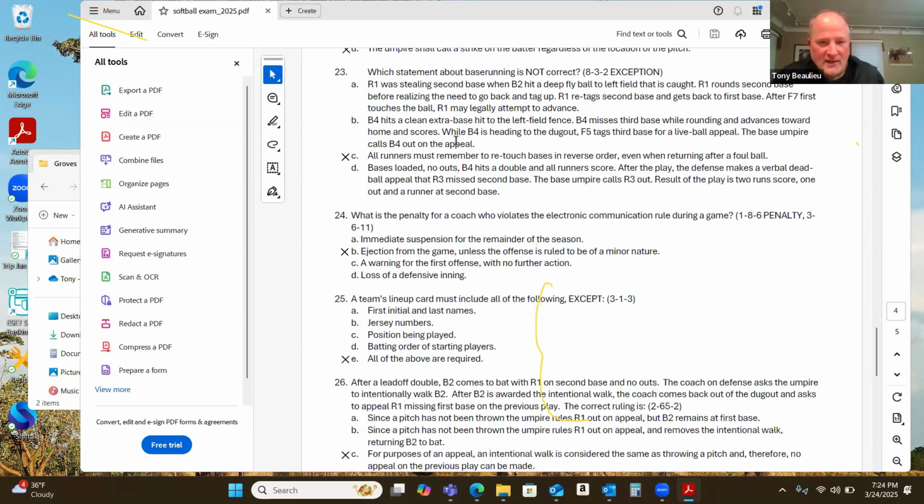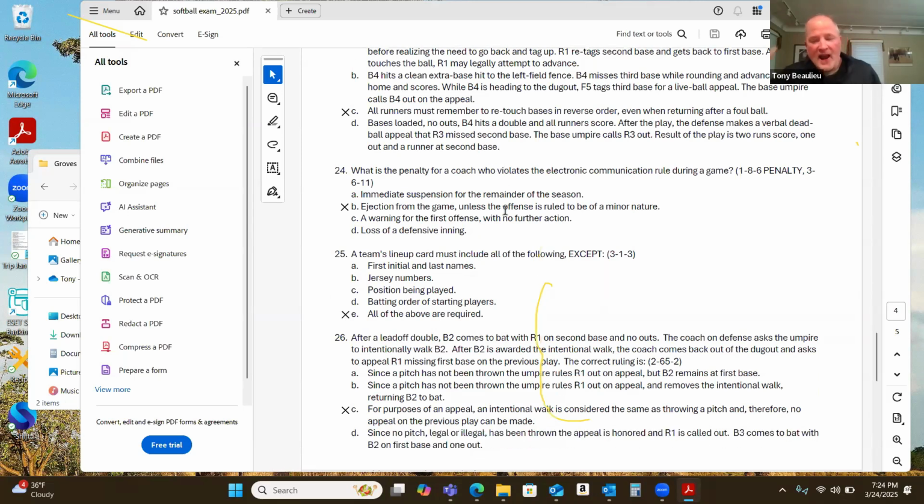Number 24. What is a penalty for a coach who violates the electronic communication rule during a game? The rule supports you ejecting him or her from the game. But if the offense is ruled by you to be of a minor nature, you can just tell them to knock it off and give them a warning. If it continued, I'd say even on the first one, probably restrict them to the dugout. Certainly the second one, you'd have to eject them. If it's really bad and they're really abusing the rule, you can eject them the first time. The rule would support you if you deem it to be a major violation.